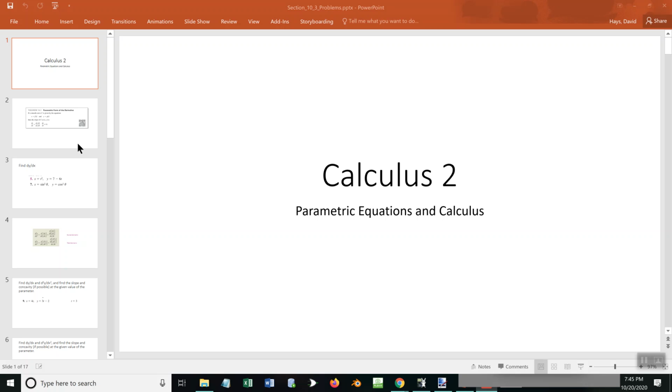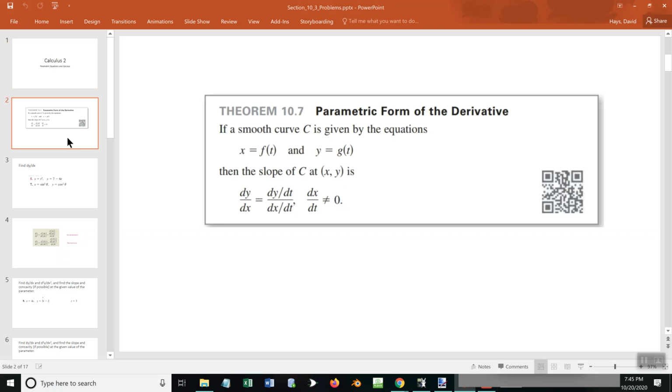Okay, parametric equations and calculus. Parametric form of the derivative. If a smooth curve C is given by the equations x equals f of t, y equals g of t, then the slope of C at the point (x, y) is dy/dx equals dy/dt over dx/dt, where dx/dt is not equal to 0. So on top, you take the derivative of y with respect to t. On the bottom, you take the derivative of x with respect to t. Very simple formula.